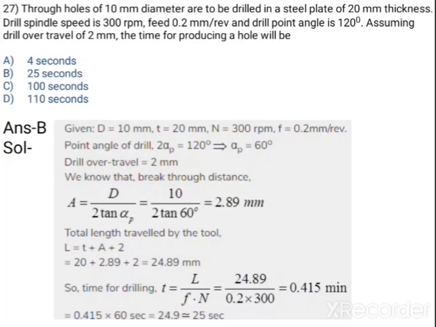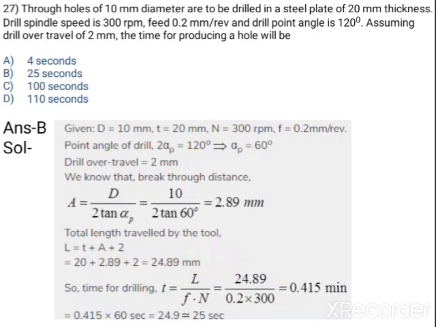How to calculate the breakthrough distance? We have already discussed that breakthrough distance is equal to d divided by 2 tan alpha. So d is 10 divided by 2 tan alpha, where alpha is 60. From that you will get A equal to 2.89, and then find the total distance. You have to consider the 20 thickness, that is 20 plus breakthrough distance 2.89, plus over travel distance 2, and you will get 24.89. How to find the machining time?